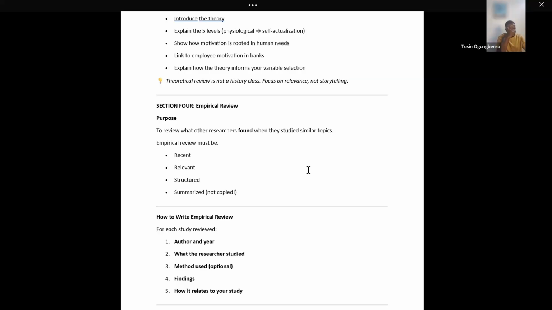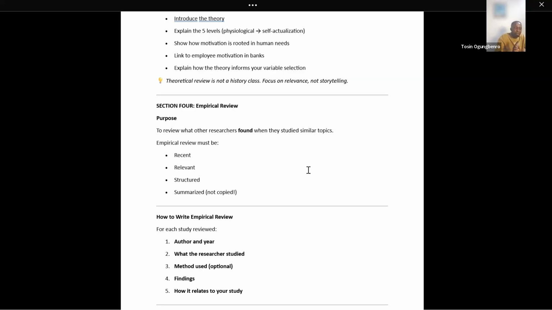Remember that time I used to rack my brain because I didn't understand what is empirical, what is conceptual review. Remember that time when I started writing, I used to copy and paste for my conceptual review because I didn't even know how to come up with it. Over time, I was able to understand it.